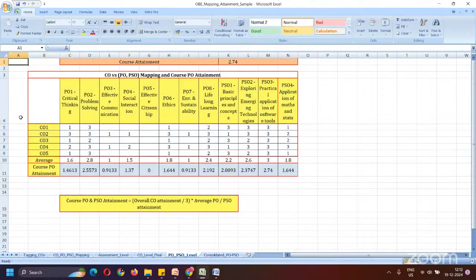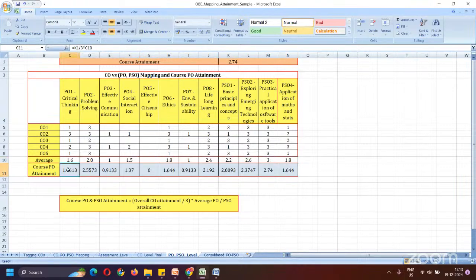So you have that course level attainment, right? 2.74 we have achieved for my subject. For that subject alone I am going to calculate the level of PO attainment and PSO attainment. In this subject, how much is attained for PO and PSO, I have calculated. How have I calculated it? This is the mapping process, the correlation. I have done it using the strength of mapping method. I have calculated the average of each PO and PSO. This is the average part I have done.